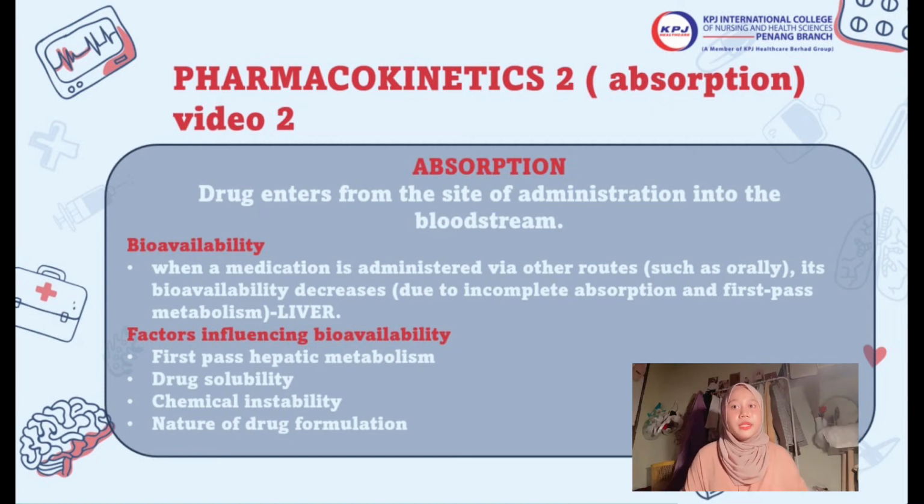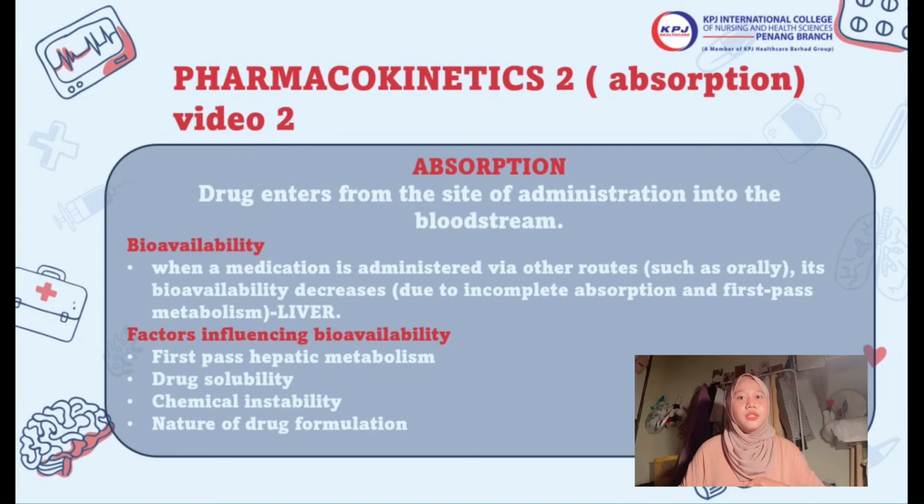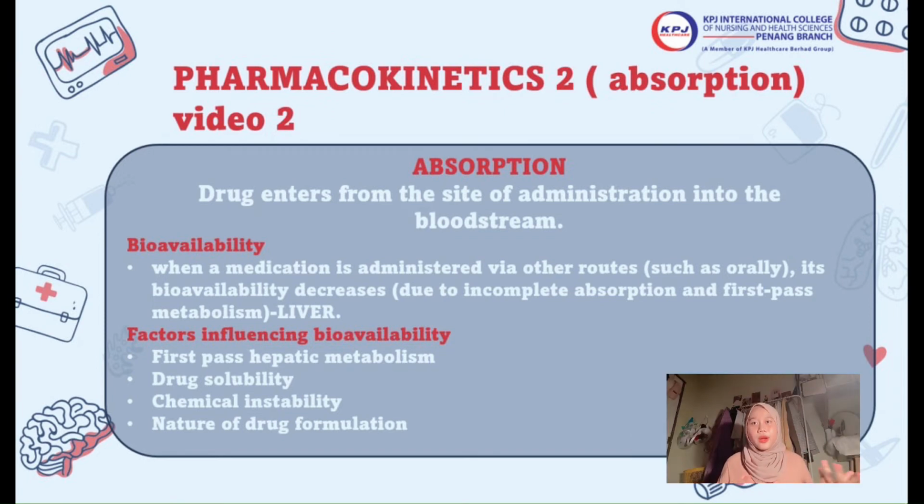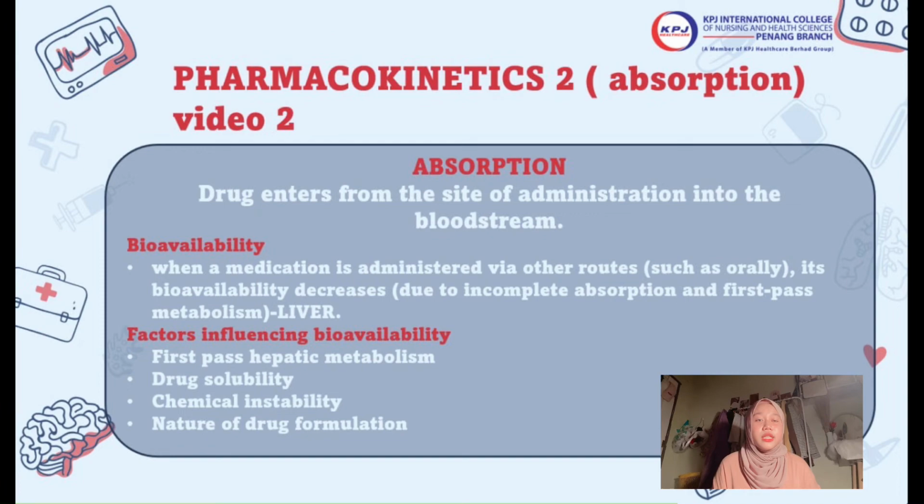Next is chemical stability, which is that a drug for oral administration must be resistant to gastric acid destruction and degradative enzymes in the intestine, such as insulin. The last one is nature of drug formulation, where enteric coating resists gastric acid. Polymerization, particle size, crystal structure, and binding agent can affect absorption independent of active drug properties.